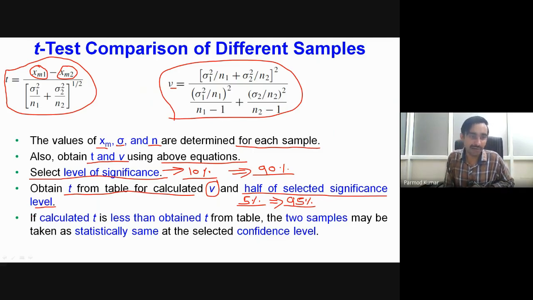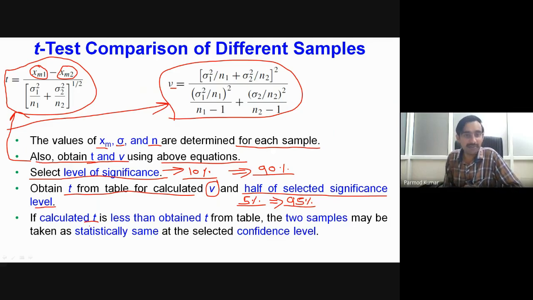Now we have to check our calculated value of T. The calculated value of T is nothing but what comes from the above equation. This is the step where we have used these two equations for calculating the values of T and mu. So if our calculated value of T is less than the T obtained from the table, which we have just now determined, then we can say that the two samples under observation are statistically the same at the selected confidence level.